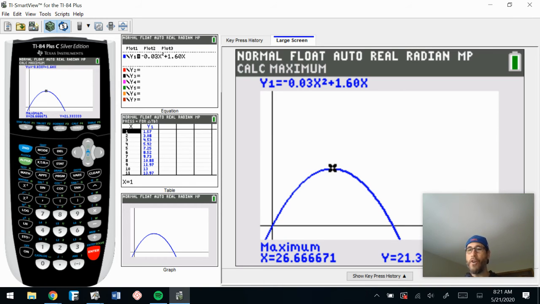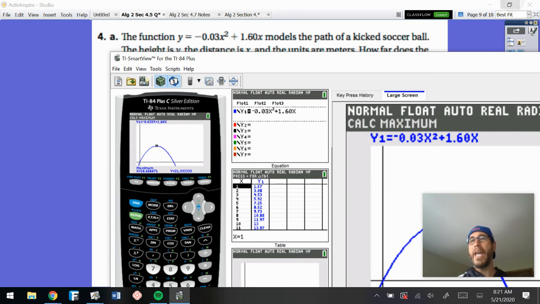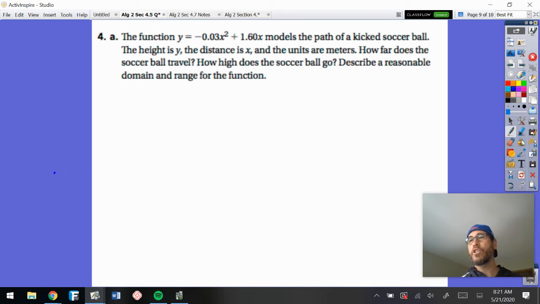Okay, and guess how far it has traveled? 26.666 meters. Okay, and that's how we answer those. Make sure you answer those as sentences. Okay, and I'm not going to write it out, but hopefully you did a good job of taking notes and writing down answers as we did that problem.